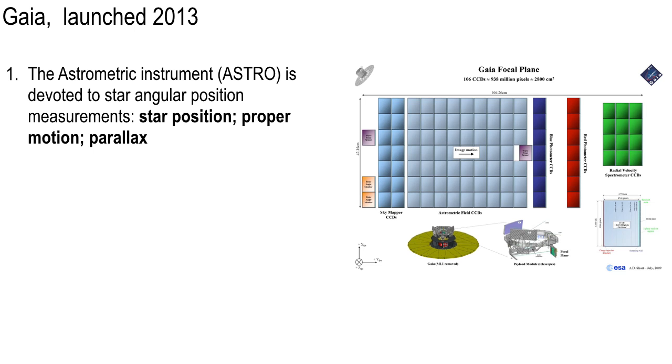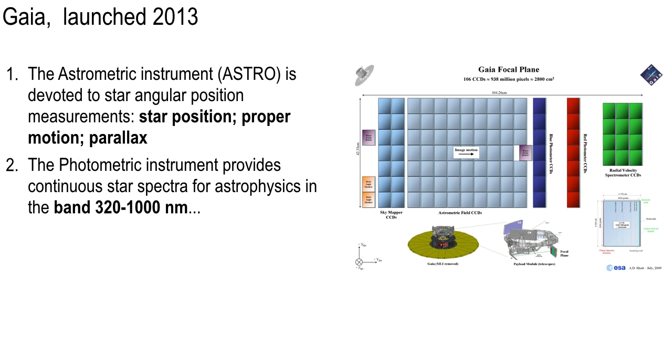Now we're recording. Anyway, so here's the Gaia spacecraft. First device is the astrometric instrument. Photometric, this one measures spectra and light curves. And look at the band, especially for this one.